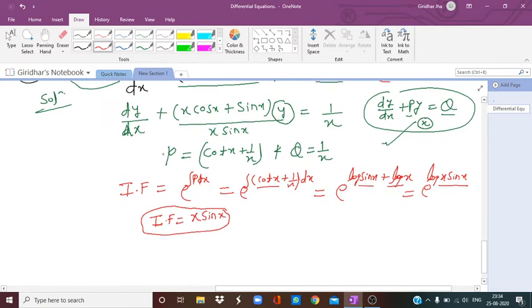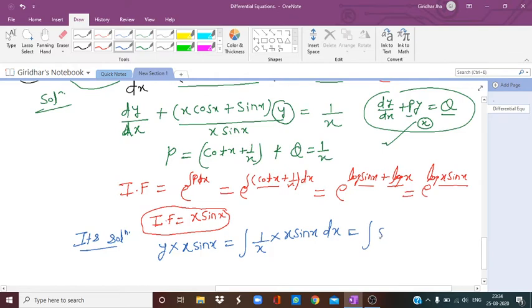Now its solution also we know ready-made it is. So its solution क्या होना है डियर, y इंटू आई एफ. आई एफ क्या हमारा x sin x इंटीग्रल q is 1 by x into if, which is x sin x into dx. This is what form, y into if is equals to q into if into dx. So from here I believe x get cancelled, sin x dx left.